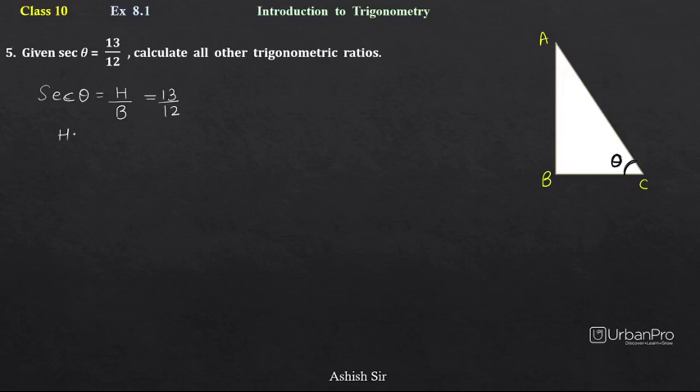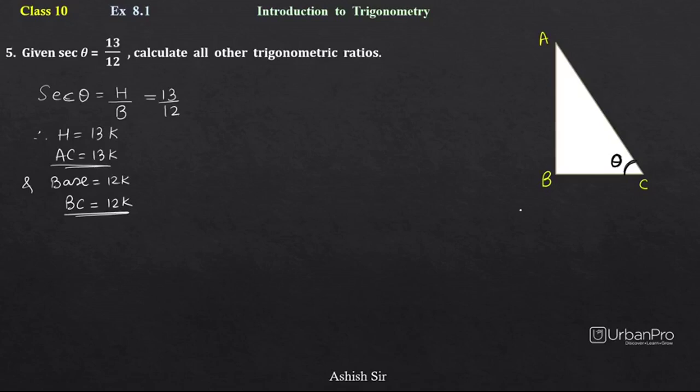So hypotenuse we can take as 13k. In our case, in the triangle ABC, hypotenuse will be AC, that we can take as 13k. And base we can take as 12k from the ratio. So in the triangle, base would be BC, that we can take as 12k.